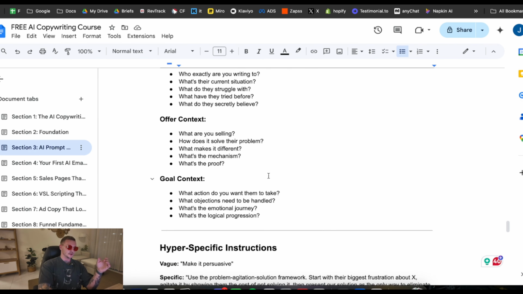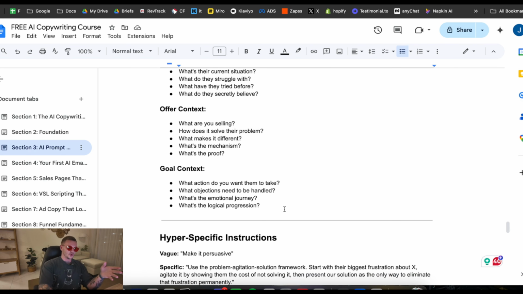Offer context. So what are we selling? How does it solve their problem? What makes it different? And what's the unique mechanism that we use to get them that result? Then what's the proof? Then we're going to talk about the goals.